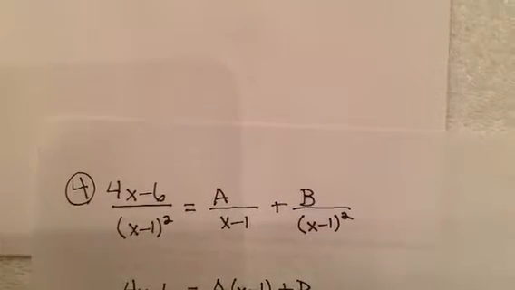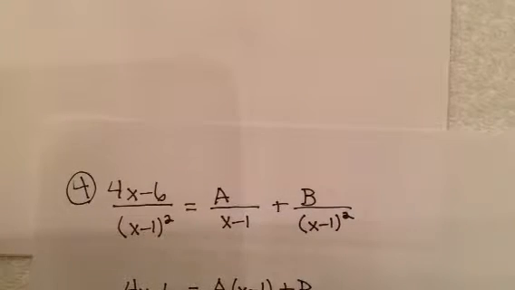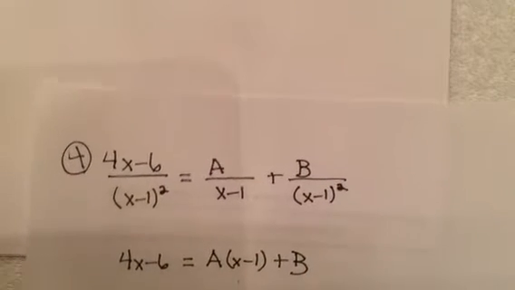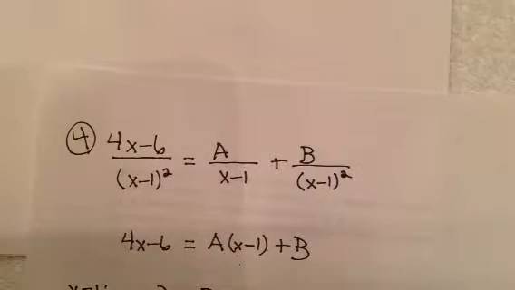And as we look at clearing out the fractions, we're going to multiply everything out by the square of x minus 1. So on the left, we have the numerator 4x minus 6. For A, one order of x minus 1 will cancel out, but left over is still a remaining power of x minus 1. And then we have B, since this is already over the common denominator, everything here is going to cancel out. So we have 4x minus 6 is equal to A times the quantity of x minus 1 plus B.